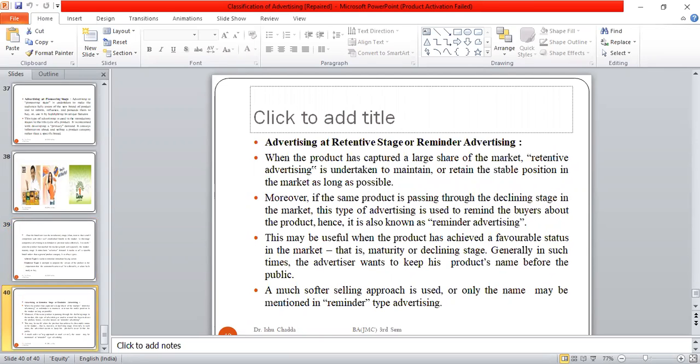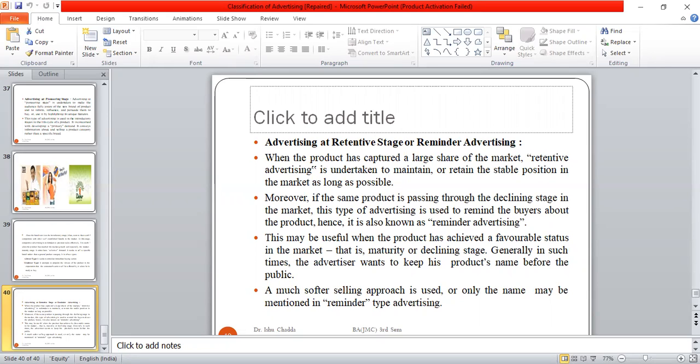Advertising at the retentive stage, or reminder advertising. When you introduce your product, there is a competitive market, but for retention power, you have to remind your customer again and again. When this period has come, you have captured a large share of the market. Retention advertisement is basically concerned with maintaining and retaining a stable position in the market as long as possible. Moreover, if the same product is passing through the declining stage in the market, this type of advertisement is used to remind the buyers about the product. Hence, it is also known as reminder advertisement.